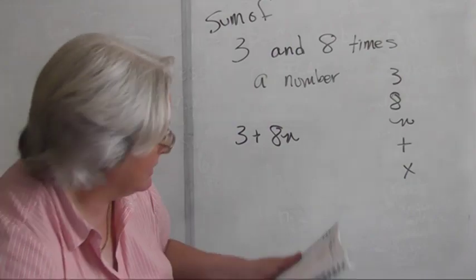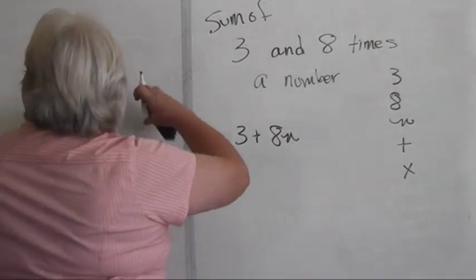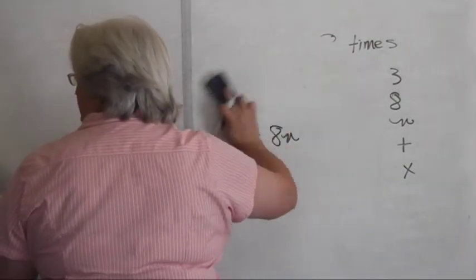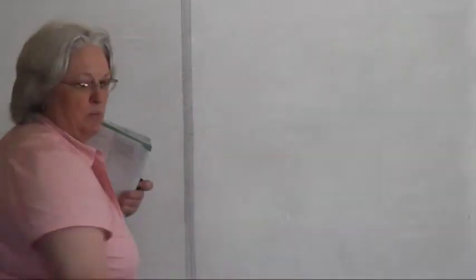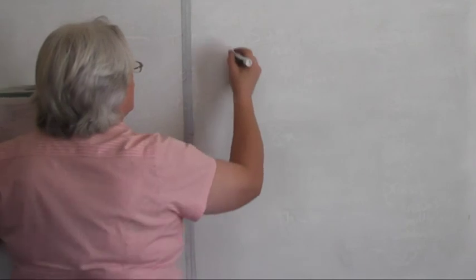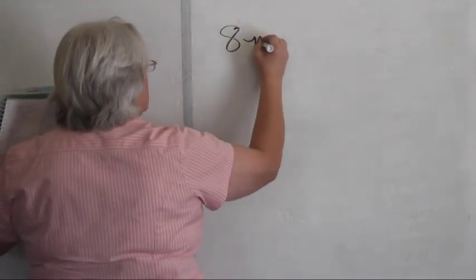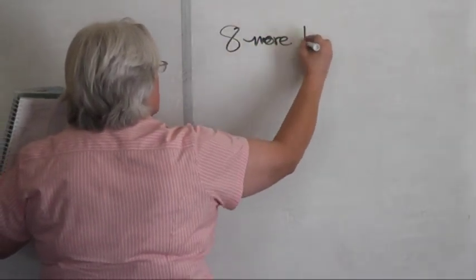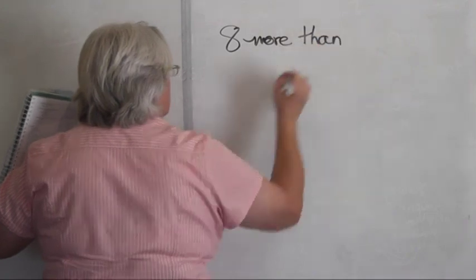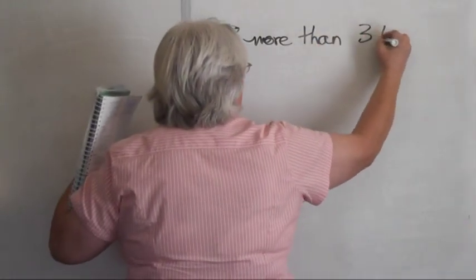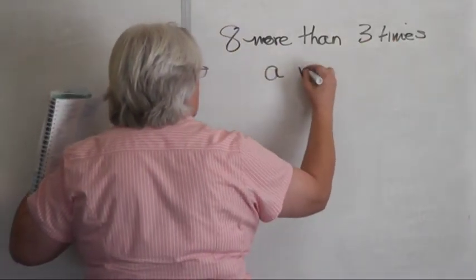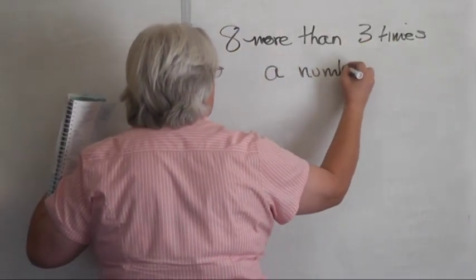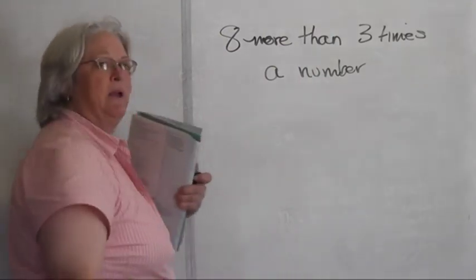The next one that I would like to do, this is example 6. 8 more than 3 times a number. I want to show this 2 different ways. This is 8 more than 3 times a number. And I'm going to be pretty picky on this.